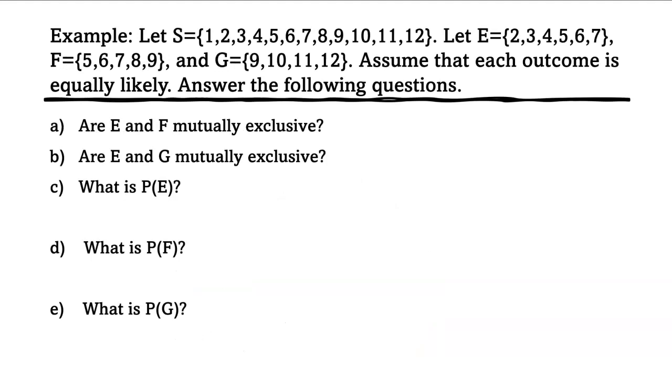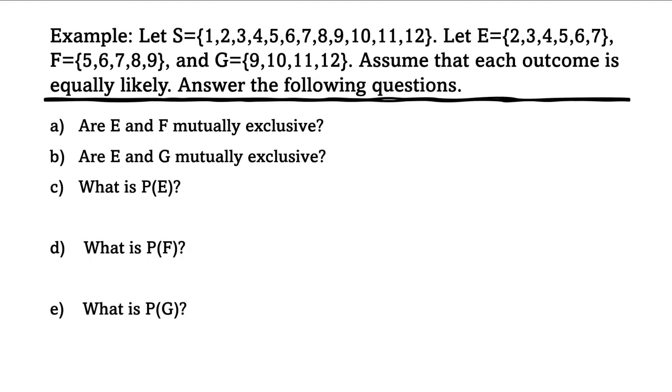All right, I have an example here. It has multiple parts, but we want to let S, our sample space, be the set with the numbers 1, 2, 3, 4, 5, 6, 7, 8, 9, 10, 11, and 12 in it. And then we want to let E be an event with the numbers 2, 3, 4, 5, 6, and 7. Let F be a set with the numbers 5, 6, 7, 8, and 9.